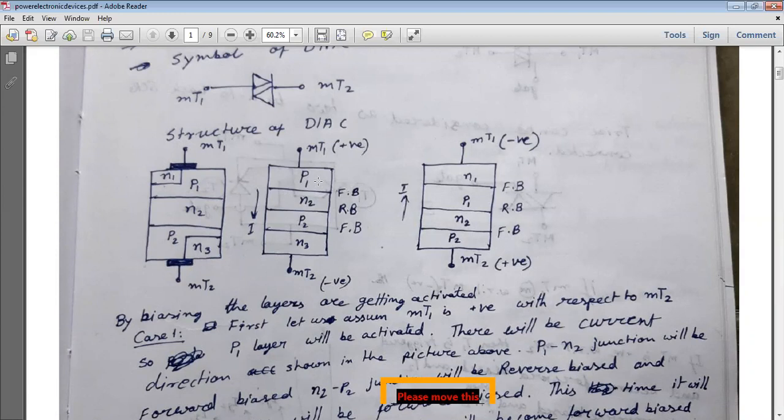So initially what will happen? With a low amount of voltage, the P1 and N2 junction will be forward biased, and the P2 and N3 junction will be forward biased. But the middle junction, that is the N2 P2 junction, will be reverse biased initially. So in this time, the current will not conduct, and only a small amount of leakage current may pass, like an SCR. So it will block the current initially.